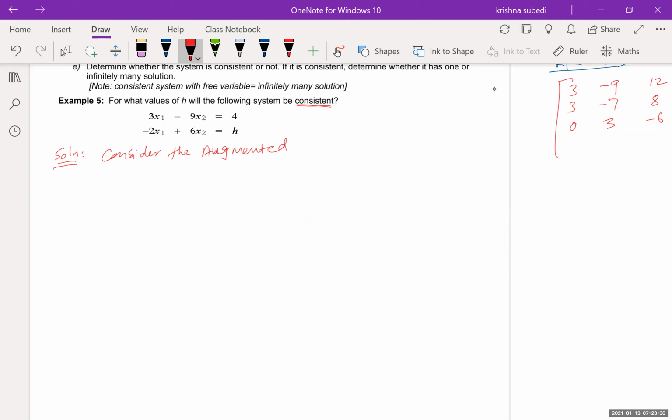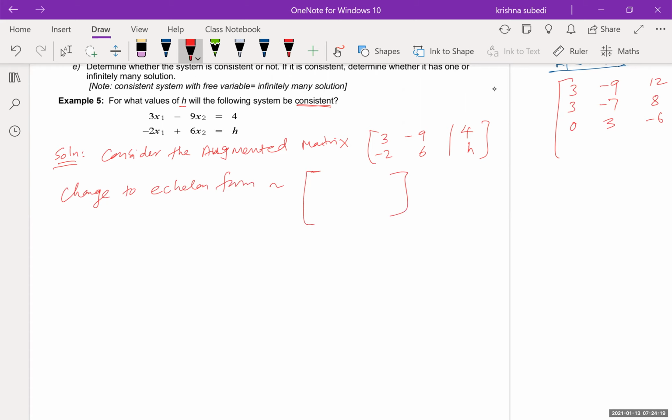Okay, so in this example, we need to find the value of h that will make this given system consistent, similar to what we did in our last class. So you consider the augmented matrix, which gives me 3, -9, 4, -2, 6, and h. And then you change it into echelon form. And I trust that you know how to change it into echelon form.